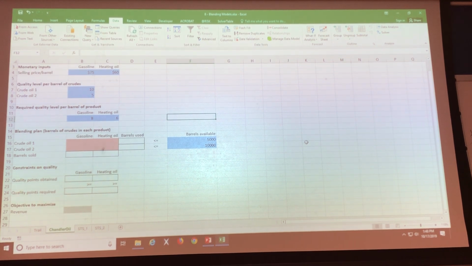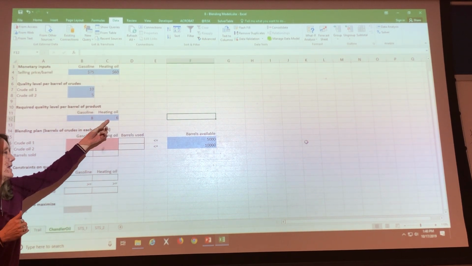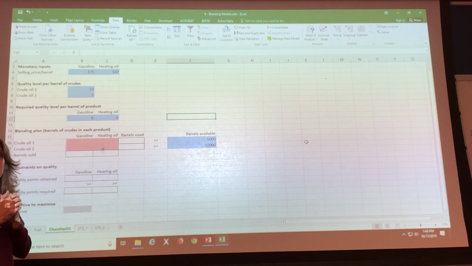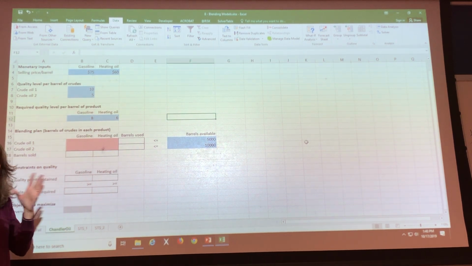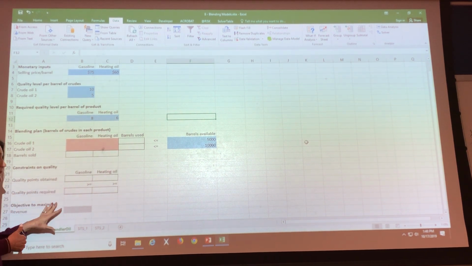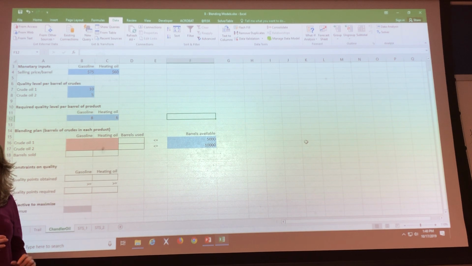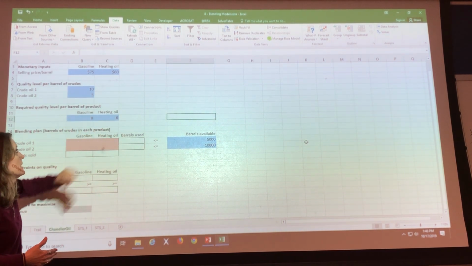But it turns out that the gasoline needs 8 per barrel, and the heating oil needs 6 per barrel. Okay, that's an average, right? You're given numbers typically in averages, and then later when you're doing blending constraints, you have to make them totals. But that's per barrel has to have 8, per barrel has to have 6.